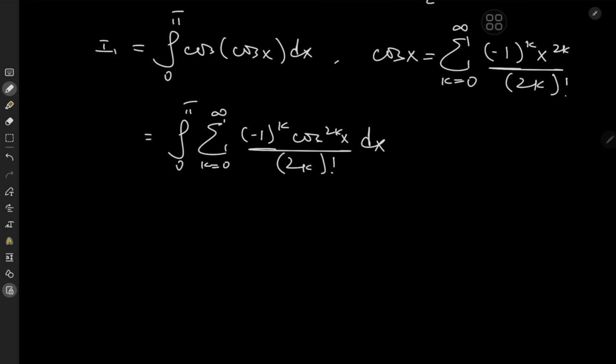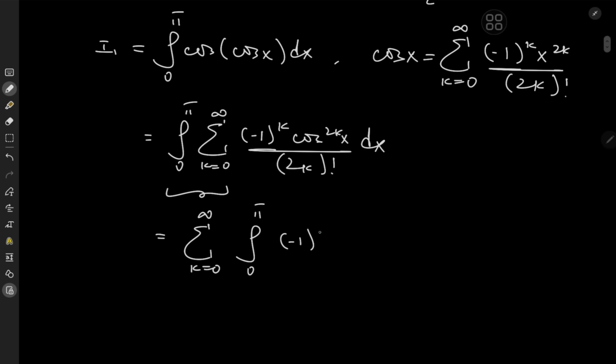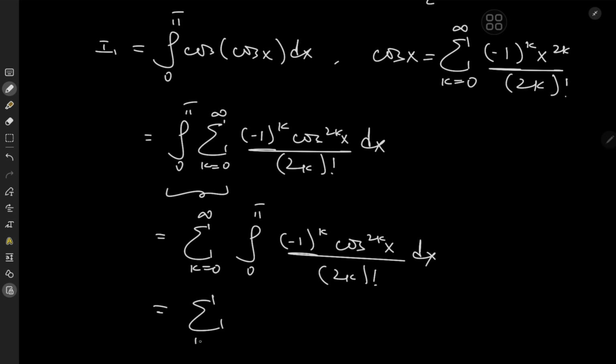Now this is clearly absolutely convergent, so we can switch the order of the operators and write this as the sum over k from 0 to infinity of the integrals from 0 to pi of -1 to the k times cosine to the 2k of x over 2k factorial dx. And of course, some terms are independent of the x variable, so we'll take them outside the integration operator and get the sum over k of -1 to the k over 2k factorial times the integral from 0 to pi of cosine to the 2k of x dx.